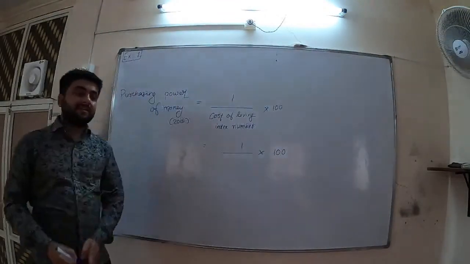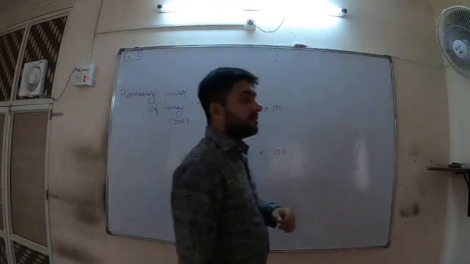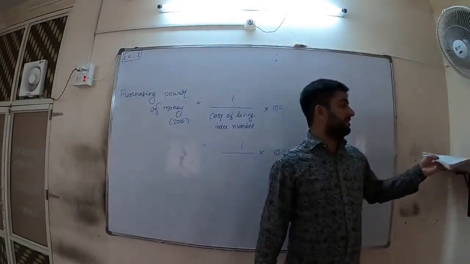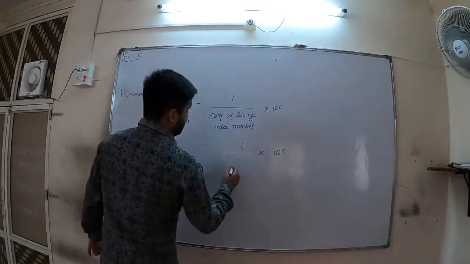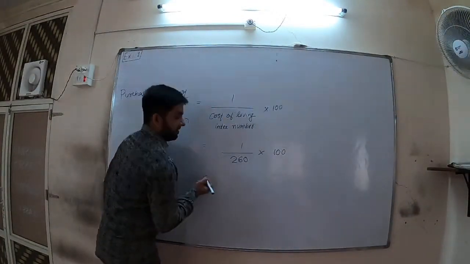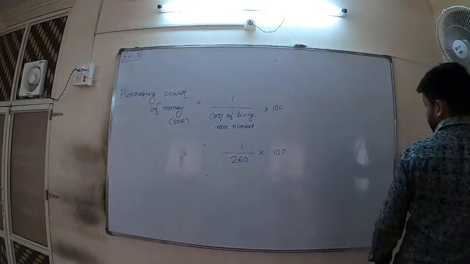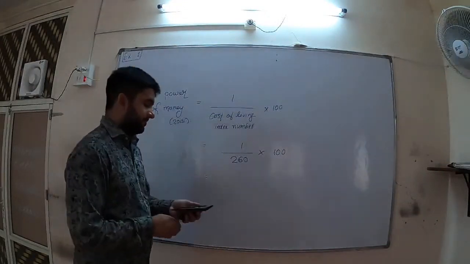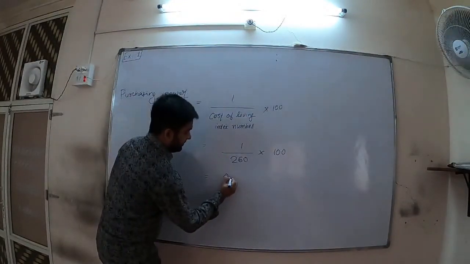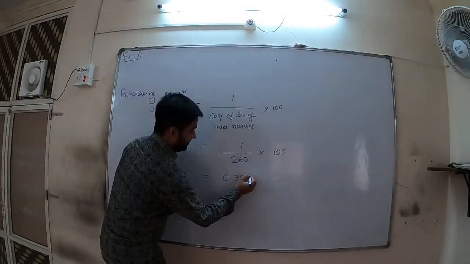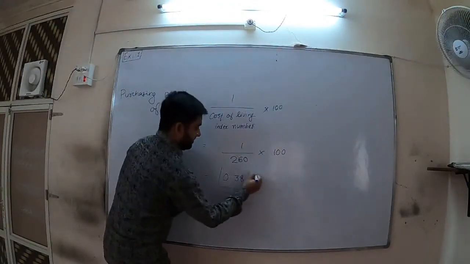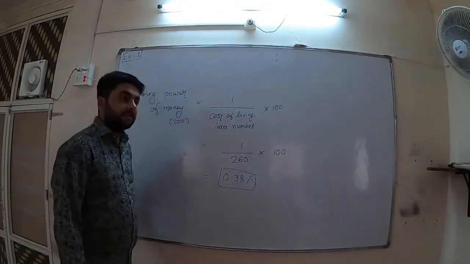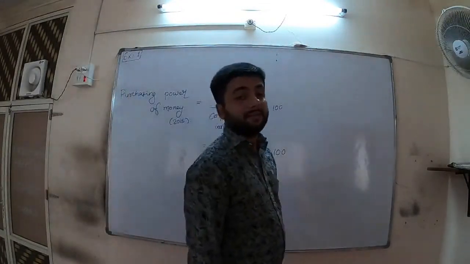Now, the cost of living index numbers are given, which are to be used. So again, read the question. We need it for 2015. So for 2015, its cost of living is 260. So divide it by 260, multiply 100. 1 divided by 260 multiply 100, 0.38 percentage. This answer will be a percentage. So the purchasing power of money is 0.38 percentage. So from 1 rupee you can spend only 38 paisa.